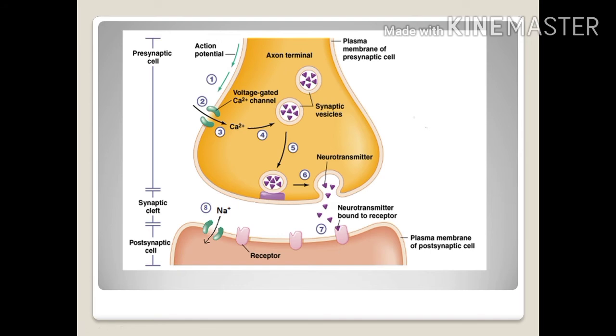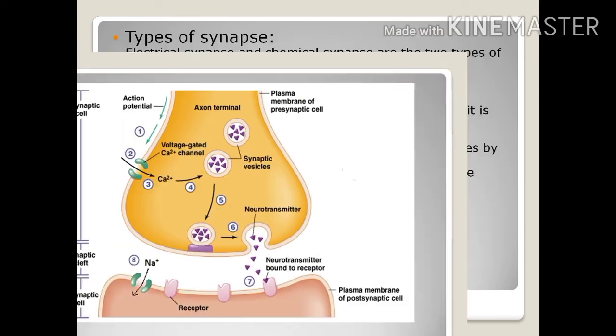Once the impulse has been transferred across the synapse, an enzyme like cholinesterase destroys the neurotransmitter and the synapse is ready to receive a new impulse. This is the important part.